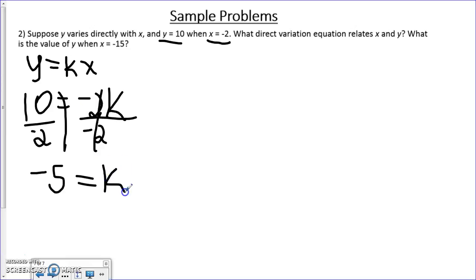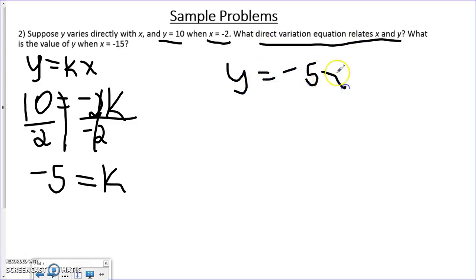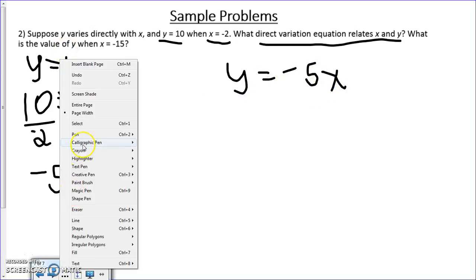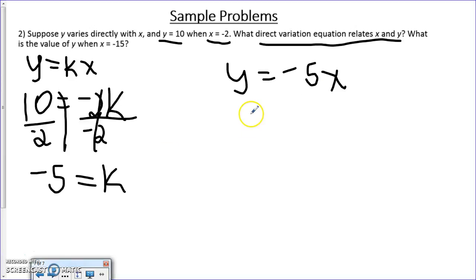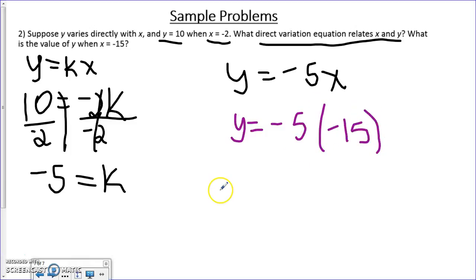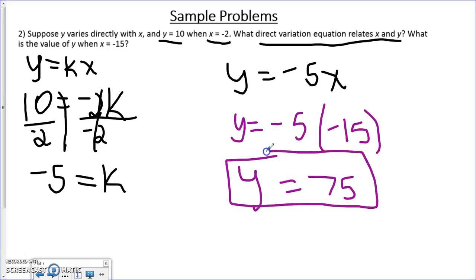So now we have our constant of variation. So the direct variation equation that relates x and y would be y equals negative 5x. That would be the equation. And then they also want to know what is the value of y when x is negative 15. So when x is negative 15, we're just going to substitute that into the direct variation equation. So negative 5 times negative 15 is positive 75. So when x is negative 15, y is equal to 75.